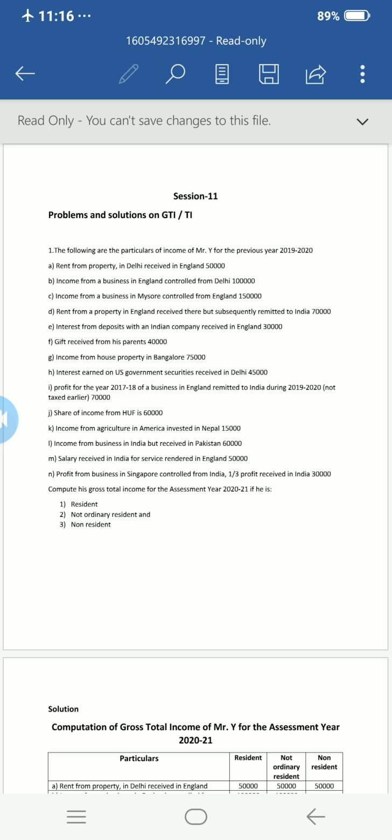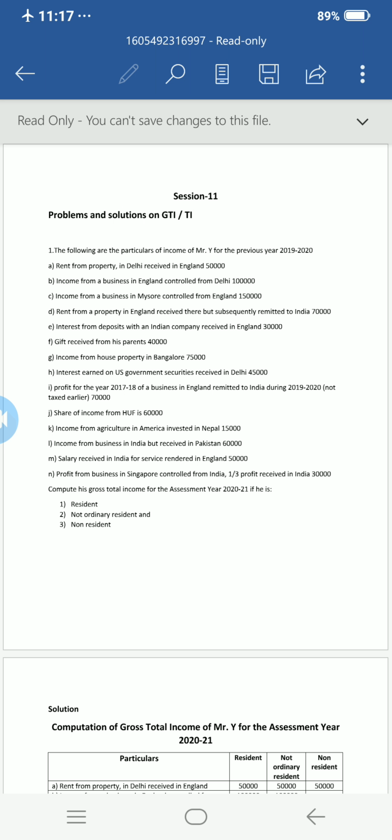Rent from a property in England received there but subsequently remitted to India, rupees 70,000. Interest from deposits with an Indian company received in England, rupees 30,000. Gift received from his parents, rupees 40,000. Income from house property in Bangalore, rupees 75,000. Interest earned on US government securities received in Delhi, rupees 45,000.